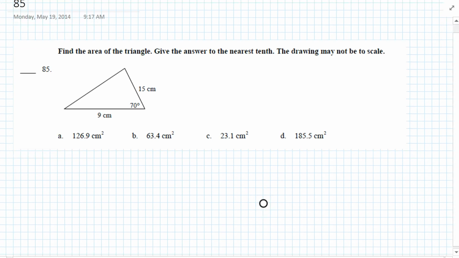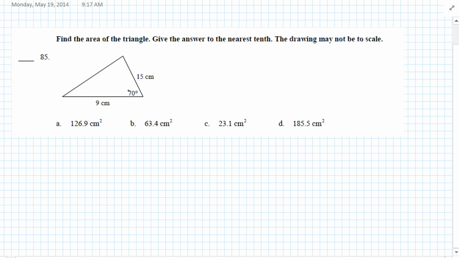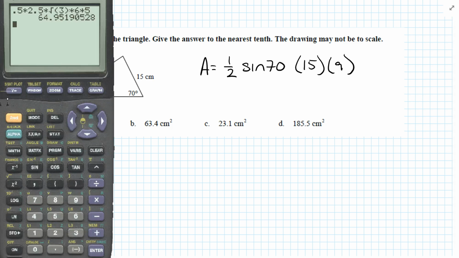85. Find the area of the triangle. Well, the area of a triangle, when it's given 2 sides and the included angle, is just 1/2 times the sine of the included angle, which is the sine of 70, times the 2 sides that are included. So that's easy calculator work. Okay, the area is going to equal 0.5 times the sine of 70 times 15 times 9.